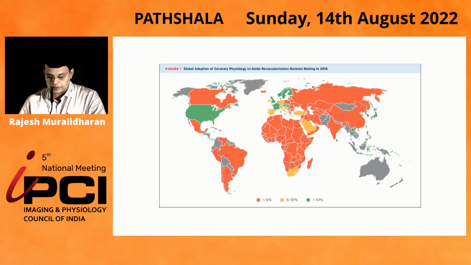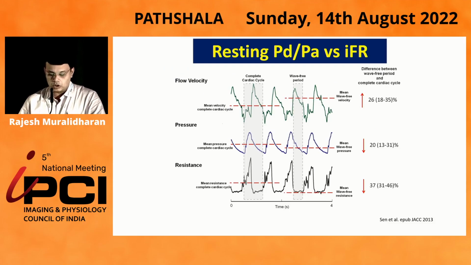But still, the adoption of FFR has been low. If you look at this 2016 slide, in most parts of our planet, the adoption of FFR is less than 5%. Yes, you know the answer: the cumbersome process of giving adenosine. And that has limited the adaptability of FFR despite robust evidence for its use. So people started to look at ways to measure coronary physiology in the absence of adenosine, and thus the concept of iFR was born.